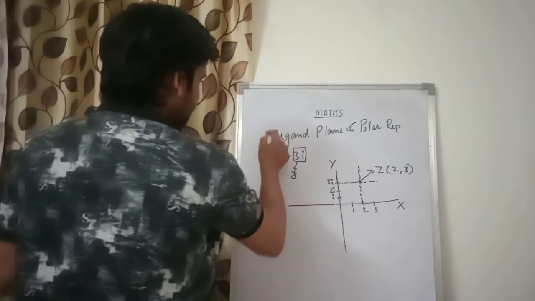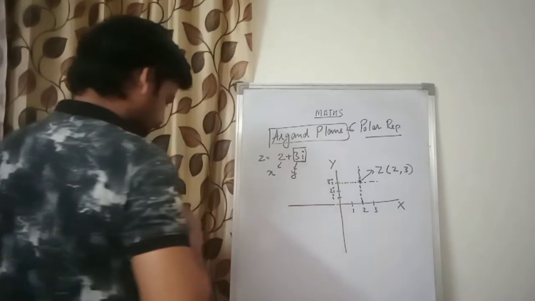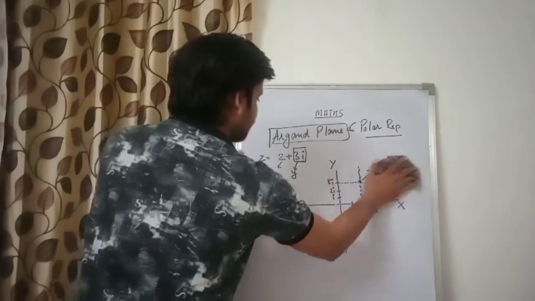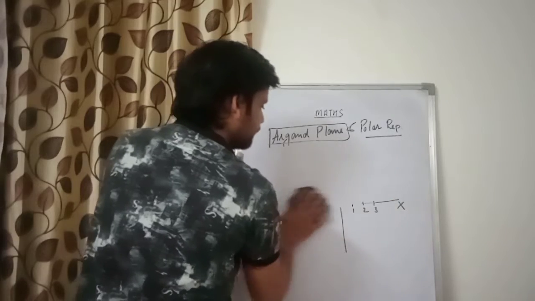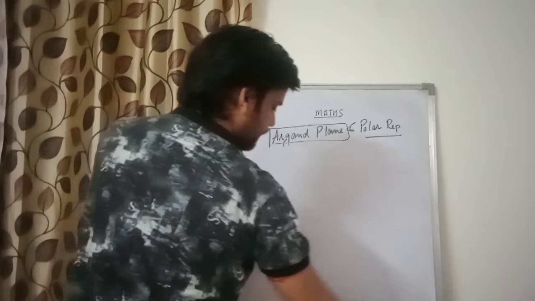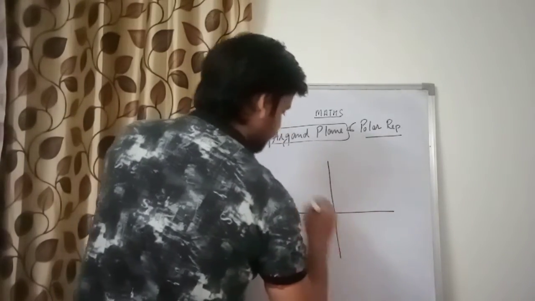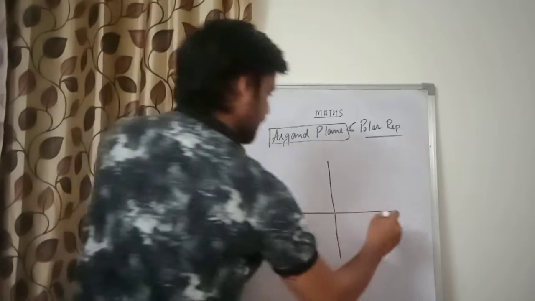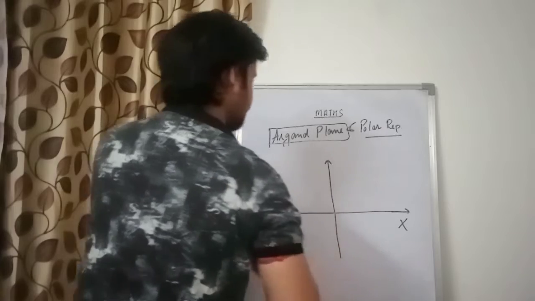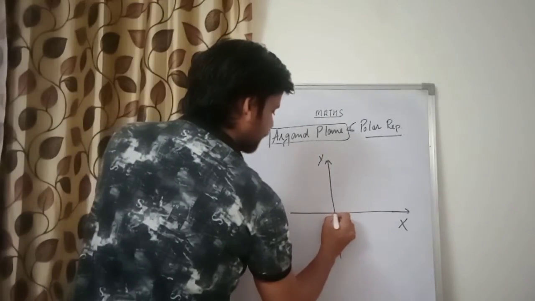All right. Now the Argand plane must be clear. It's a plane on which we represent the complex number. Let's see what the polar representation actually is. Again, the same thing we are going to do. We are going to draw the x and y axes. This will be x, it is real. This is y, the imaginary part. And this is the pole.